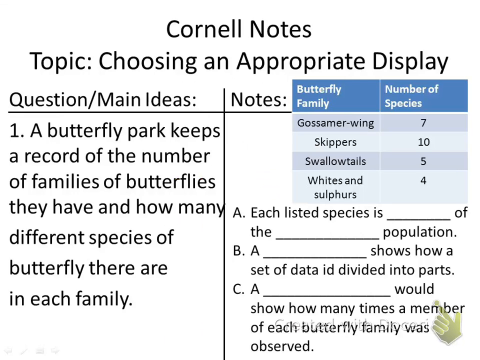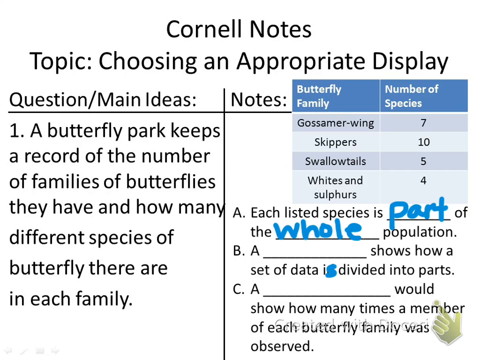Question A, each listed species is blank of the blank population. We need to fill in these blanks. The first blank we need to fill in is part of the whole population. Letter B. A blank shows how a set of data is divided into parts.